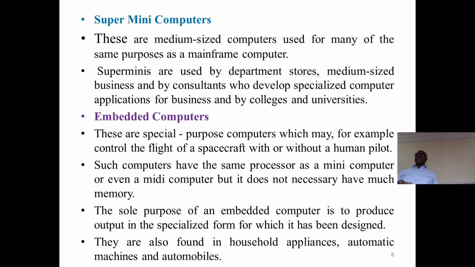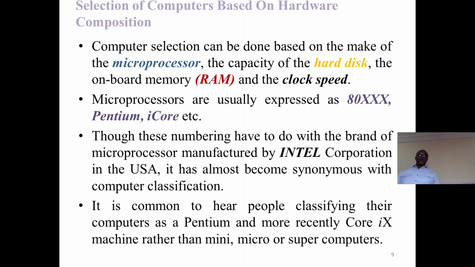We have also the special ones called the embedded computers. We say that these are special purpose computers which may, for example, control the flight of a spacecraft with or without a human pilot. Such embedded computers have the same processor as the mini computer or even a mini computer, but it does not necessarily have much memory. The sole purpose of an embedded computer is to produce output in a specialized form for which it has been designed. They are also found in household appliances, machines, and automobiles.